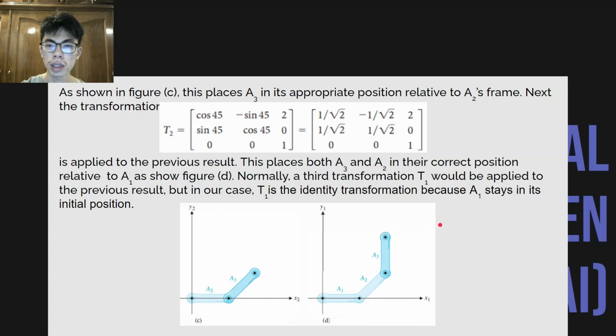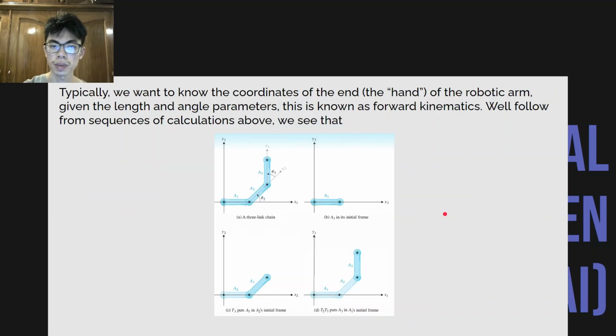Normally the third transformation T1 will be applied to the previous result, but in our case T1 is the identity transformation because A1 stays in its initial position.